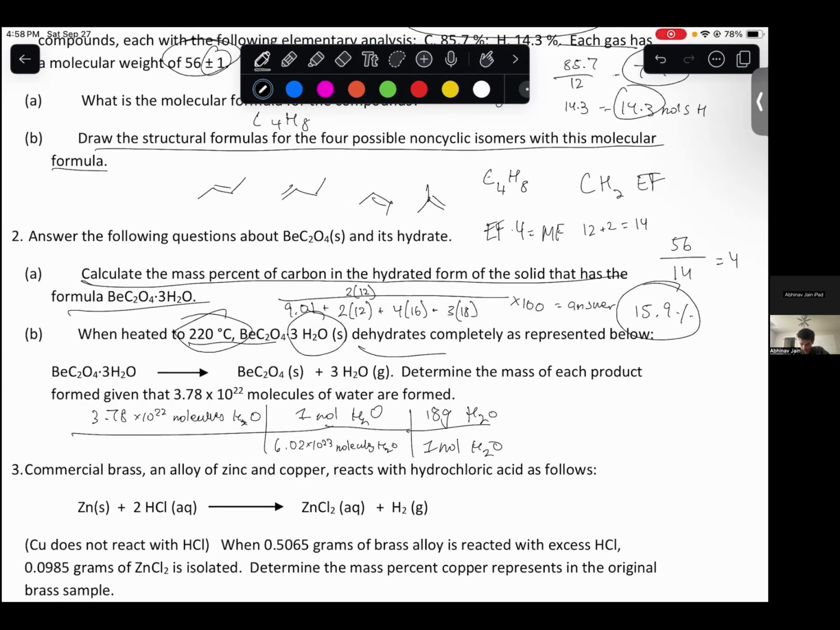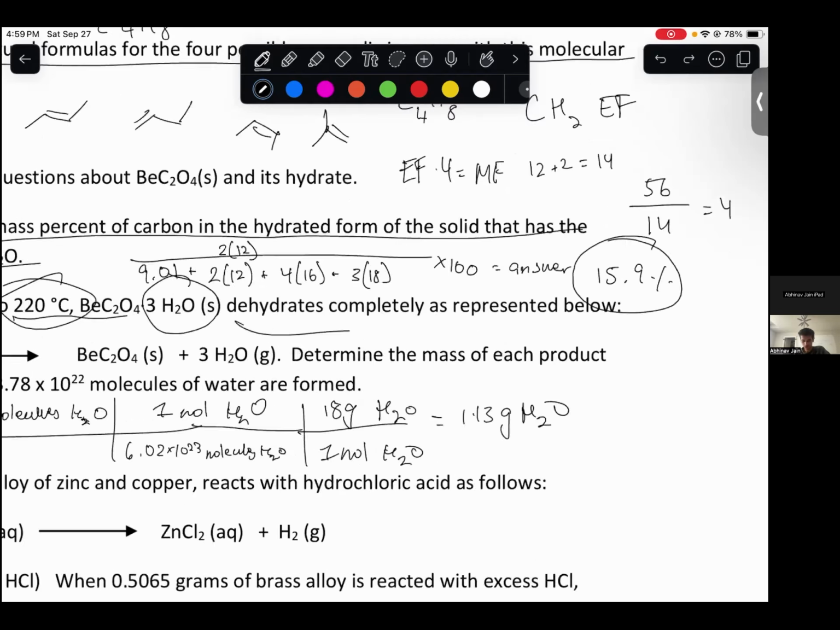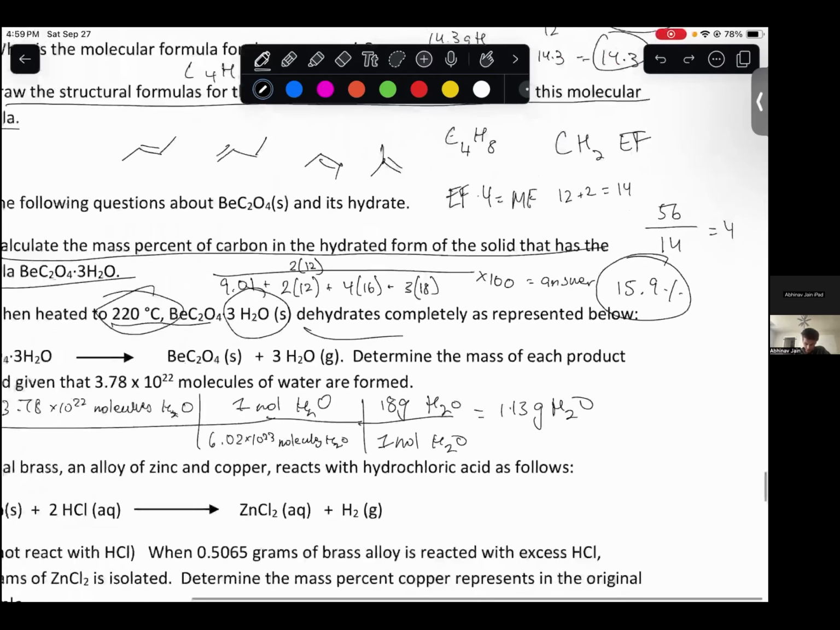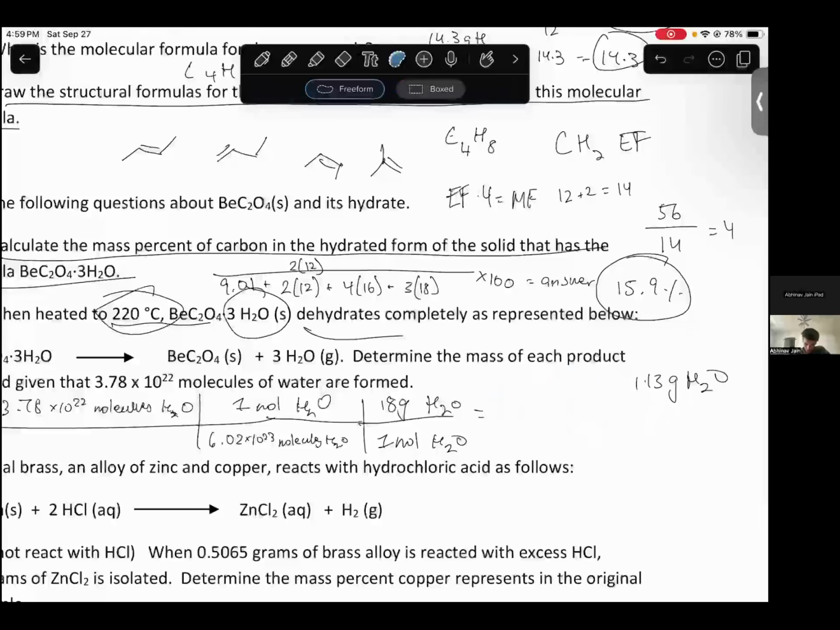It's around 1.13 grams H2O. Notice how there's 3 sig figs, so our answer is going to be in 3 sig figs. In addition to that, let's readjust our stoichiometry to calculate the mass of BeC2O4 and erase this.